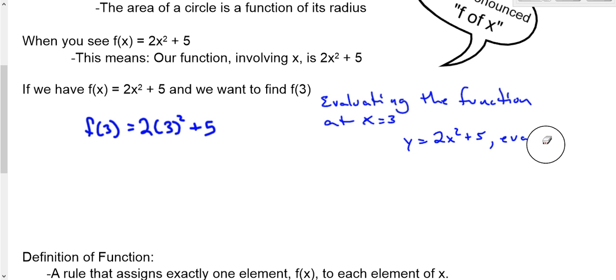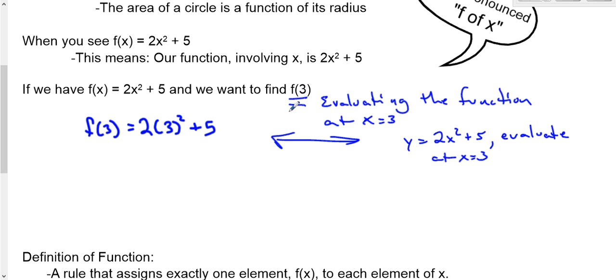Evaluate this equation at x equals 3. These two things right here are telling you to do the same thing. We have always solved equations by plugging in numbers for x. This is just written in function notation telling you to do the same thing.